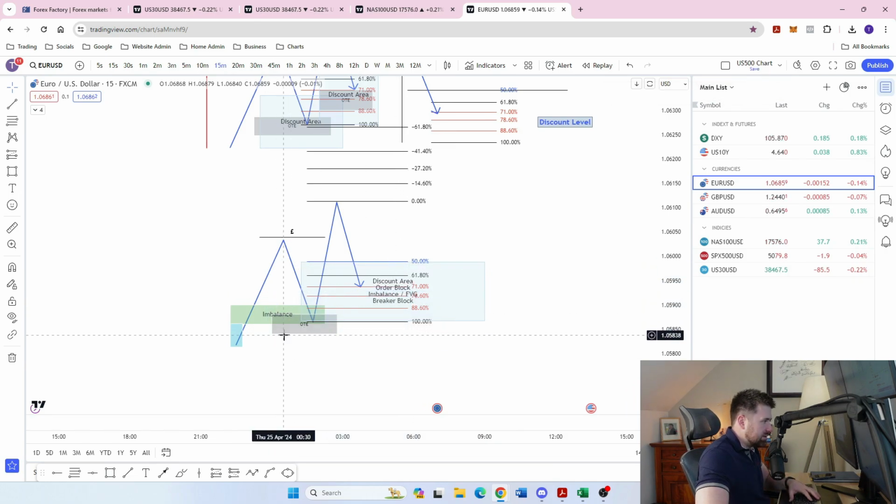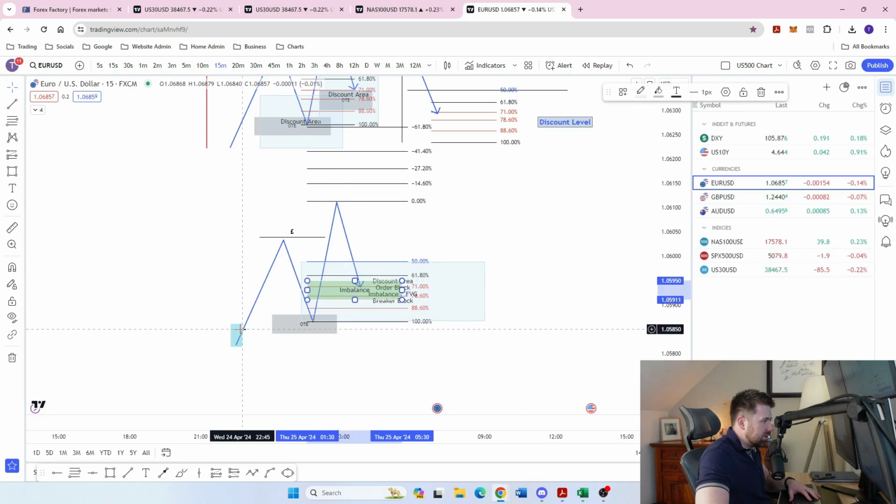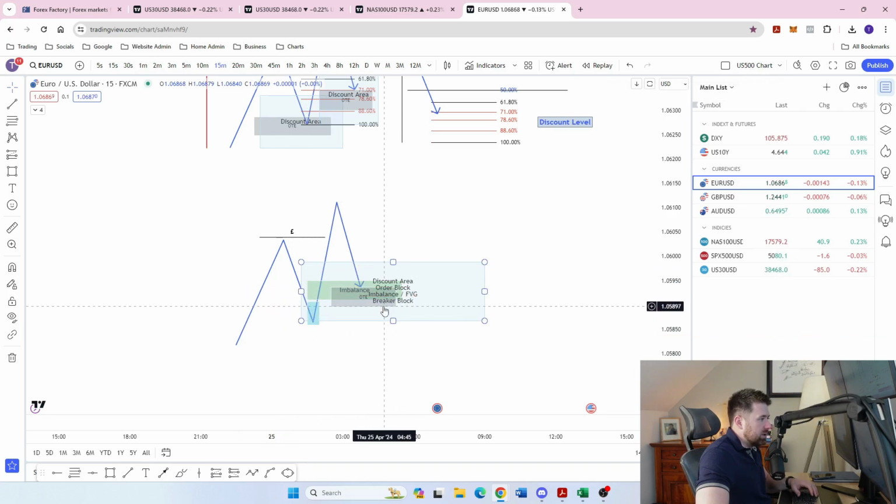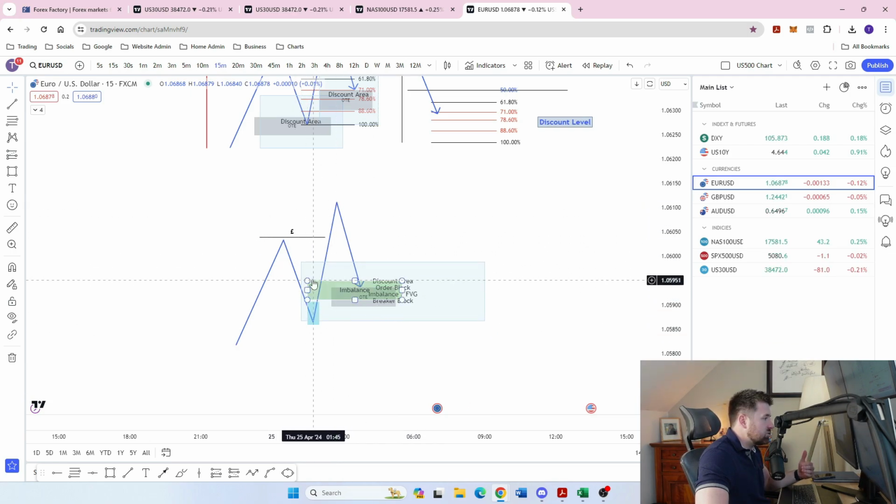I'm going to delete this. And what we're looking to identify is, is there any imbalance in here? Is there some form of order block in here? And if there is, you're able to utilize a re-entry, and I actually prefer these entries, by the way, because it's giving you the extra piece of confluence.